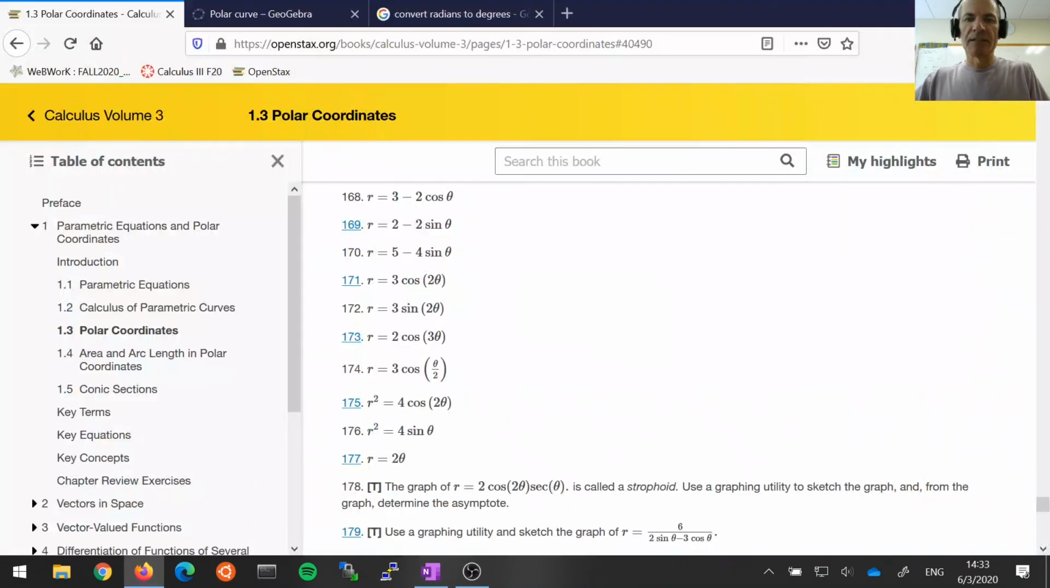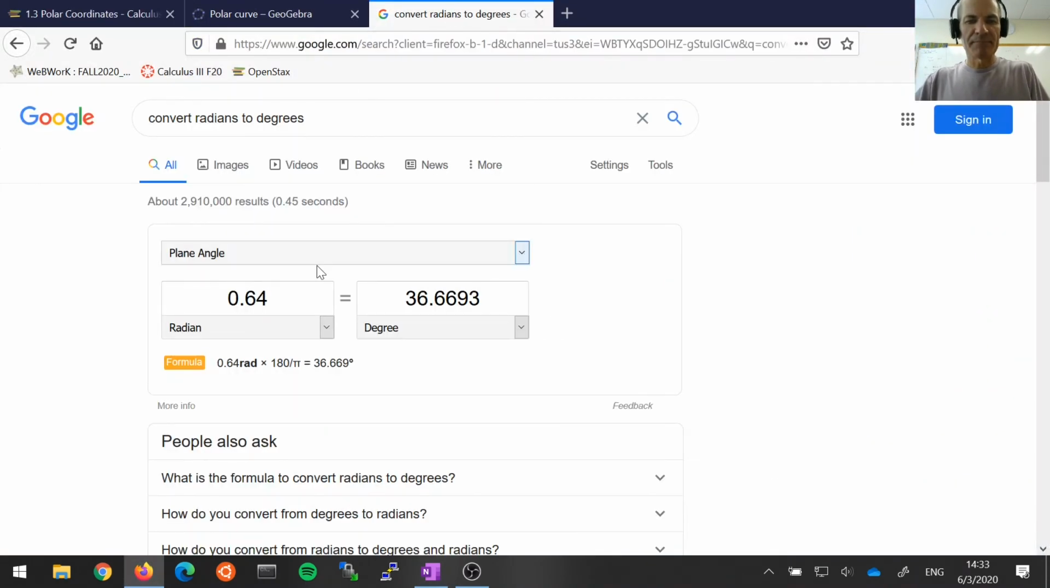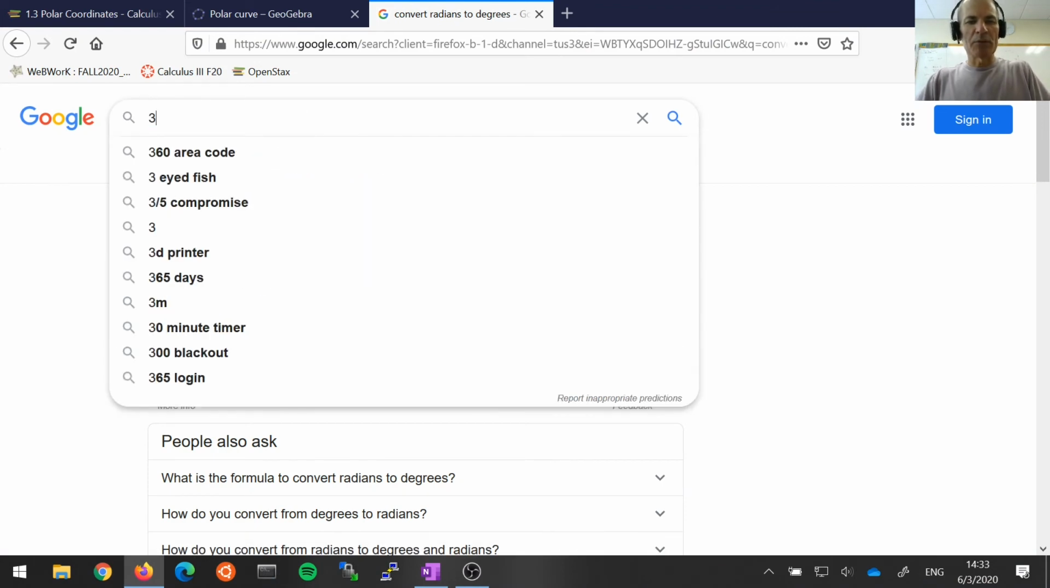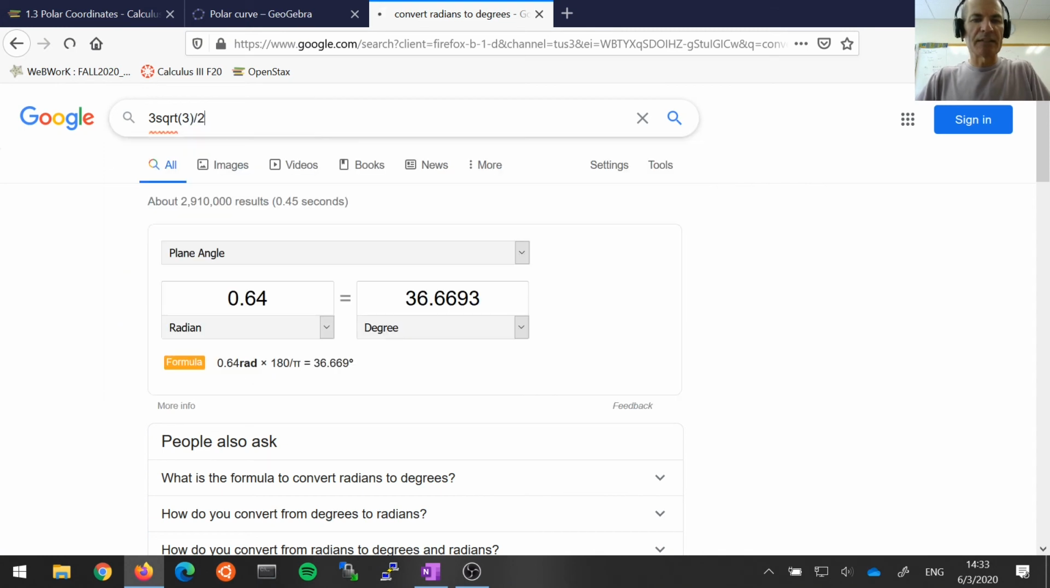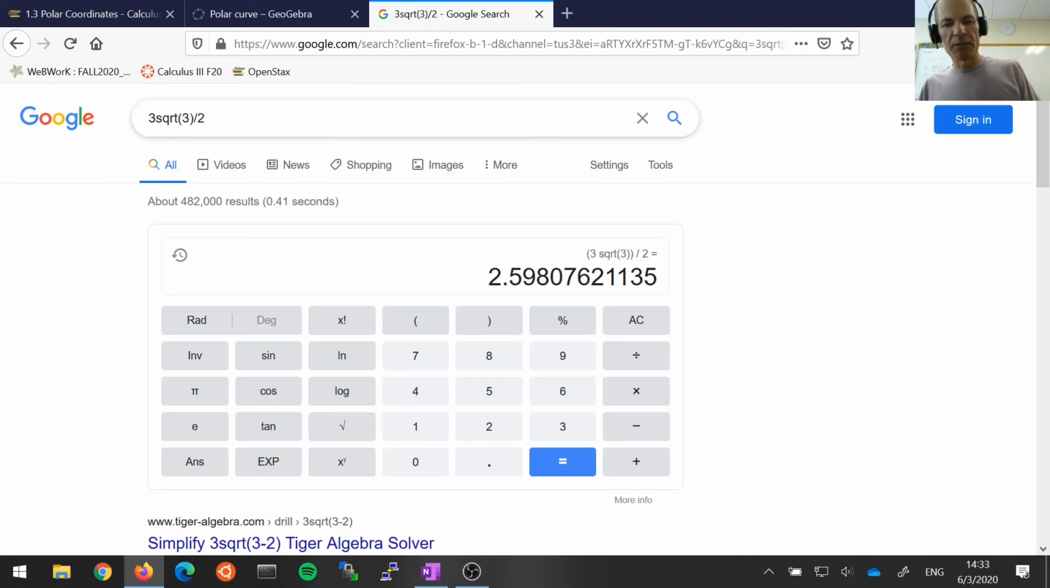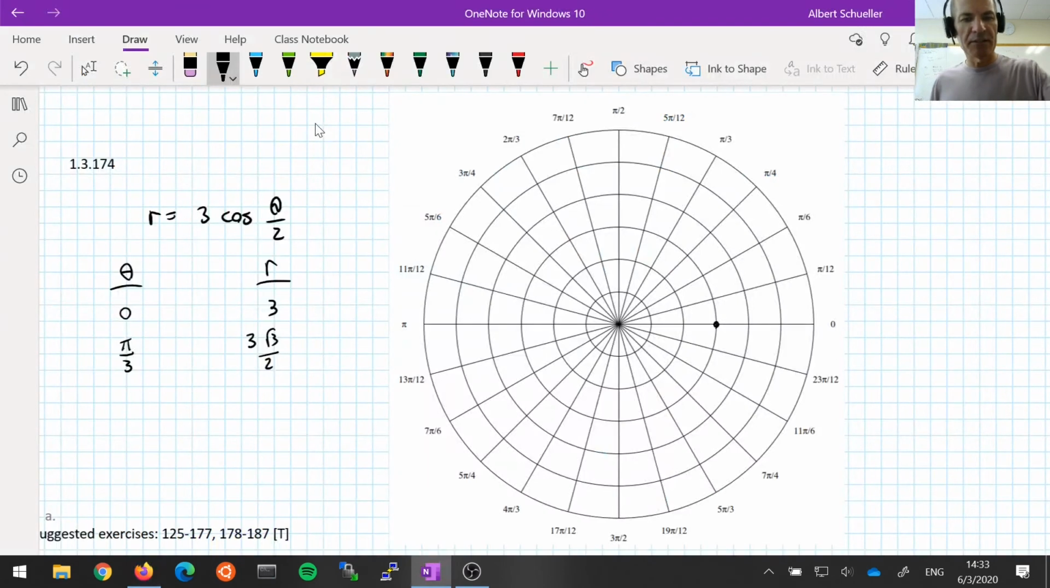Let's go check Google. Use the massive power of Google to compute 3 times the square root of 3 over 2. 2.6, give or take, 2.6. So along pi over 3, 1, 2, and 0.6. We're kind of right there.